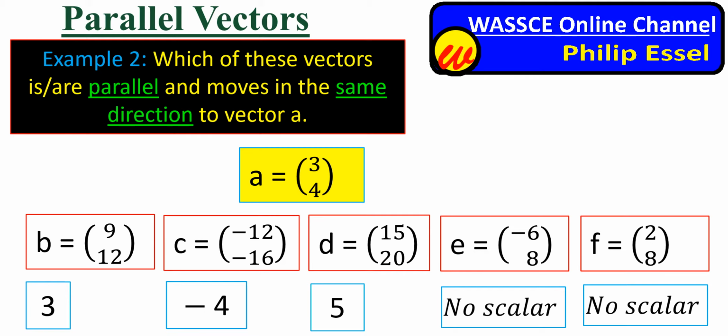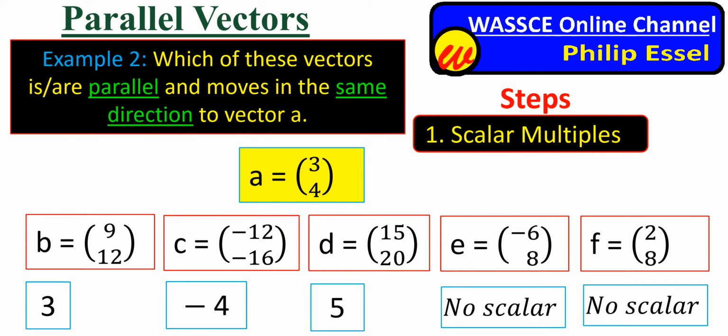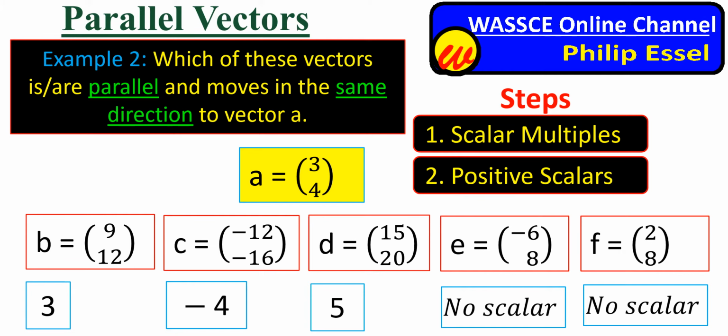Next, we are going to use two steps to determine which of these vectors is parallel to the vector A and at the same time moves in the same direction with the vector A. The first step is to determine which of the vectors is a scalar multiple of the vector A. That would give us the indication that that vector is parallel to the vector A. Then the second step is to look out for those vectors which are parallel and have a positive scalar. Once you have a positive scalar, what it means is that you move in the same direction.